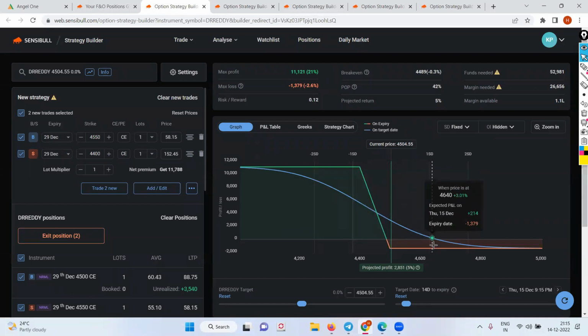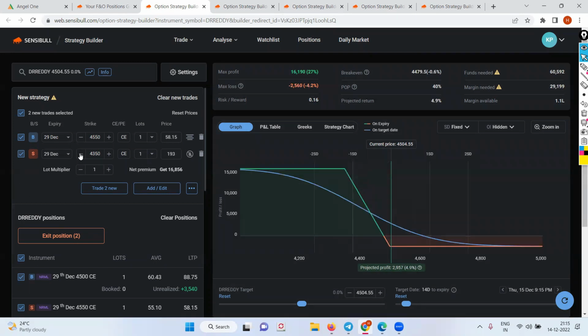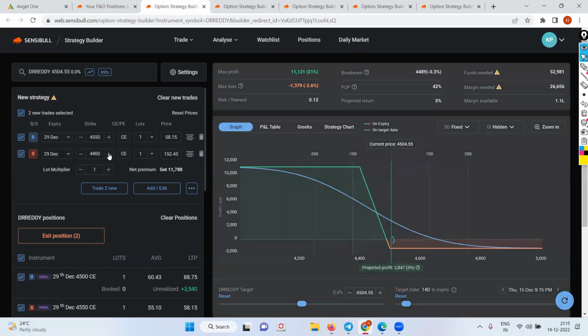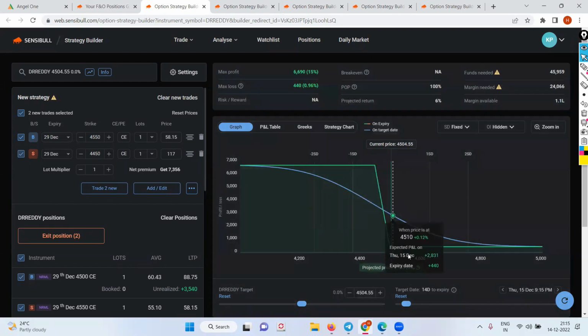If you're not comfortable giving this loss also, what you have to do is, one second, let me show you. Right, that's it. This is the only one thing. So minimum you will have 440 profit, maximum you will have 6,700 profit in case the stock makes a retracement or reversal. Right? Are you clear, guys, so far?